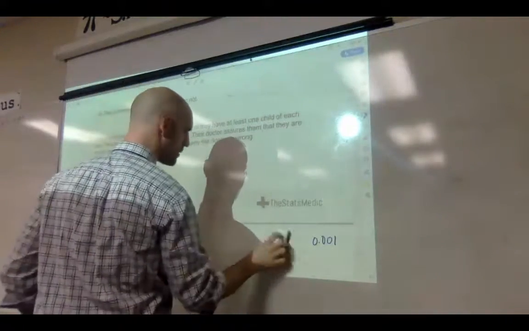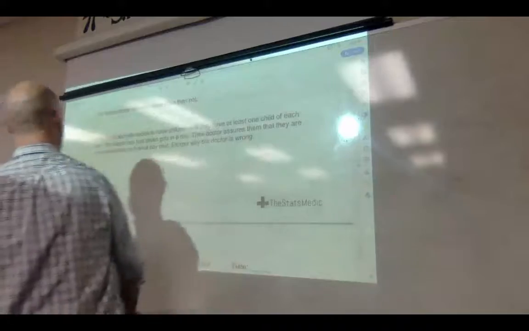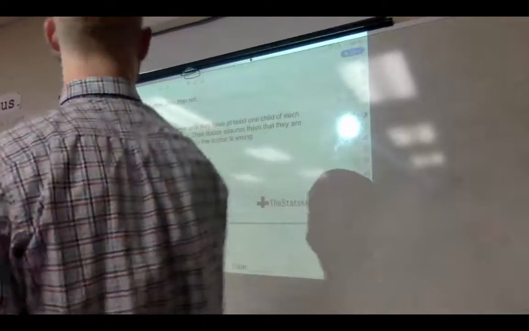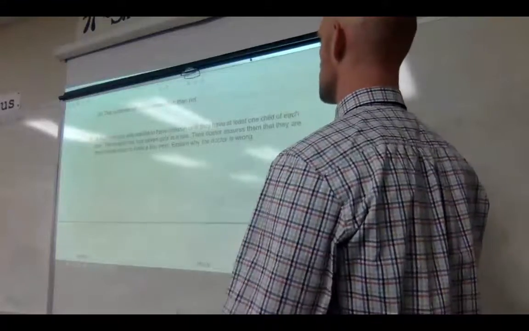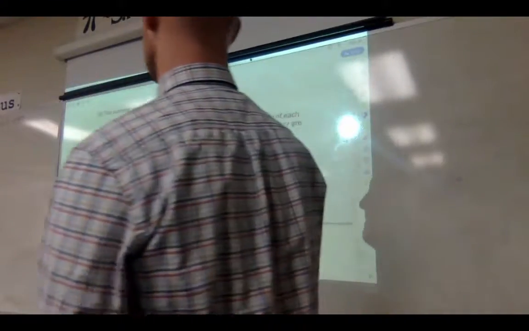Okay, what about this last one? A husband and wife decide to have children until they have at least 1 child of each sex. The couple has had 7 girls in a row. Their doctor assures them that they are much more likely to have a boy next. Explain why this doctor is wrong.